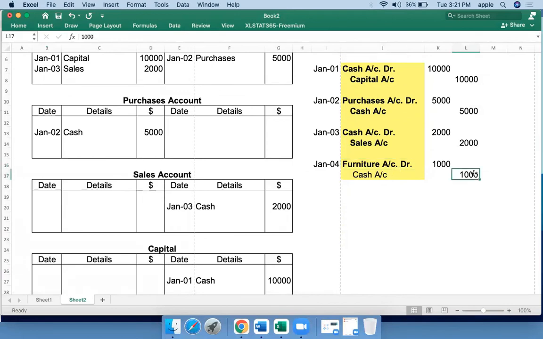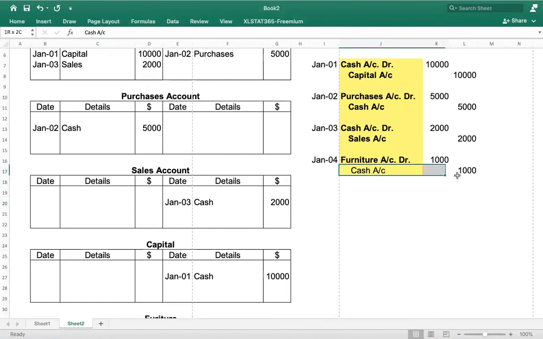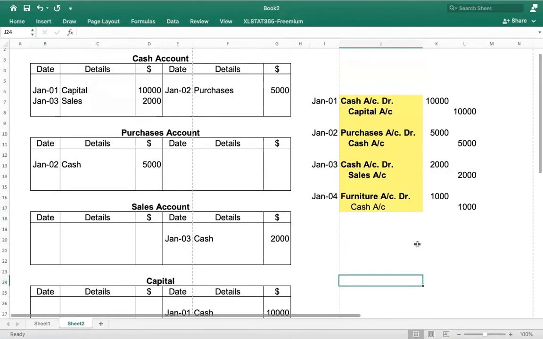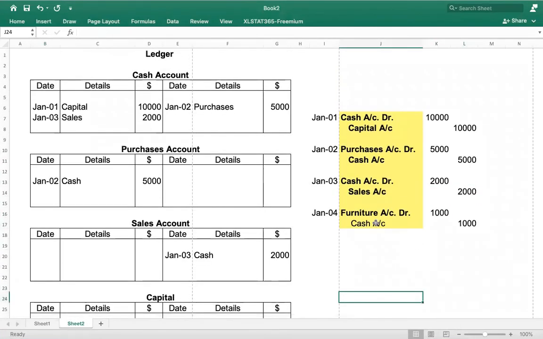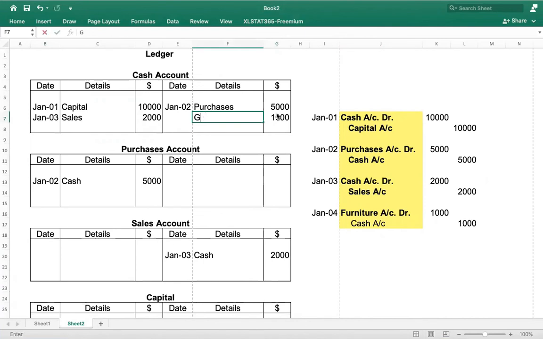Now I will do ledger posting in which account? Cash. Debited or credited? Credit. So this is my cash account, credit side $1,000. And name of the opposite account? Furniture account. What is the date? Jan 4. So you understood ledger posting.